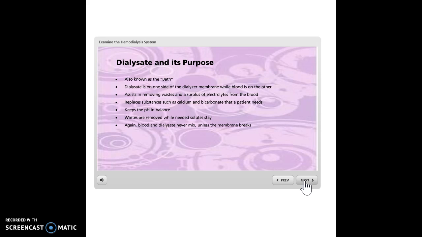It assists greatly in removing waste and a surplus of electrolytes in the blood, replaces substances such as calcium and bicarbonate that the patient needs, and also keeps the pH in balance. Wastes are removed while needed solutes will stay. Again, blood and dialysate must never mix.